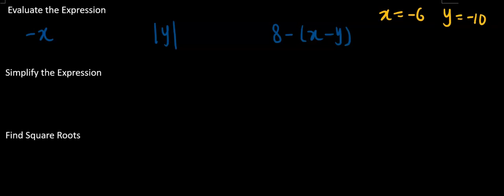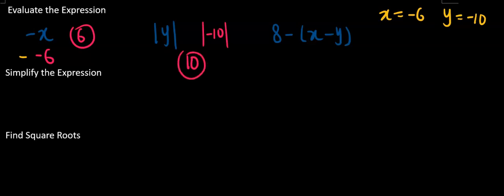All right, we're going to evaluate negative X. X is -6. Put down here, negative, negative, positive. So X is 6. Y, we just go through the absolute value. Y is -10. Go through absolute value. Y is 10. All right.